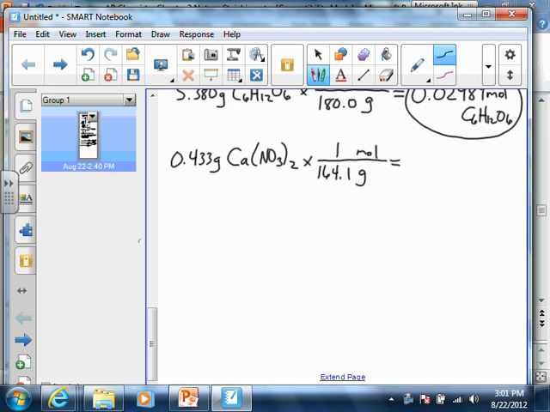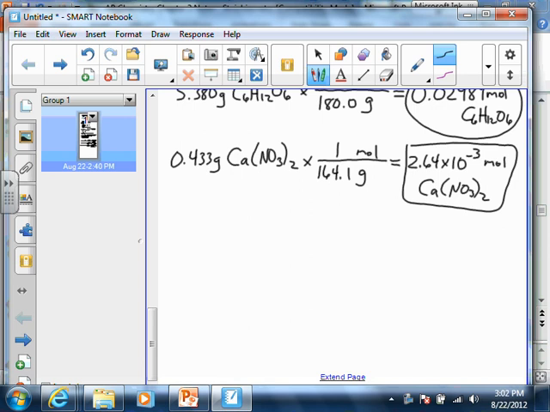So you take the 0.433 moles times that number, the molar mass, and you get a very small number here. This is going to be 2.64 times 10 to the negative third moles of calcium nitrate. And again, if you get the formula wrong here, you're going to get everything else wrong. I don't know why I boxed that one when I circled the other.